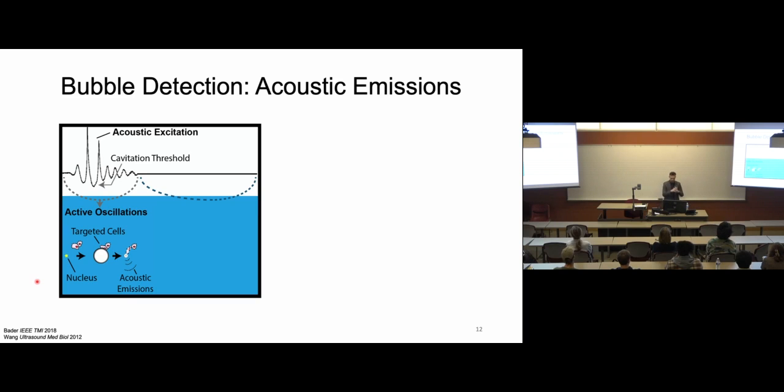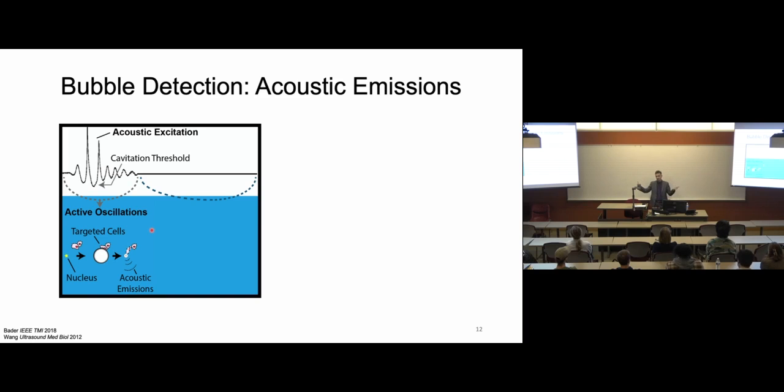The first is acoustic emissions. During the insonation, as the ultrasound pulse is being applied, these bubbles expand and collapse, and that expansion and collapse is what's responsible for causing ablation, breaking down the cells in the tissue. Those oscillations also produce acoustic emissions. So you can think of these bubbles as being their own little speakers.